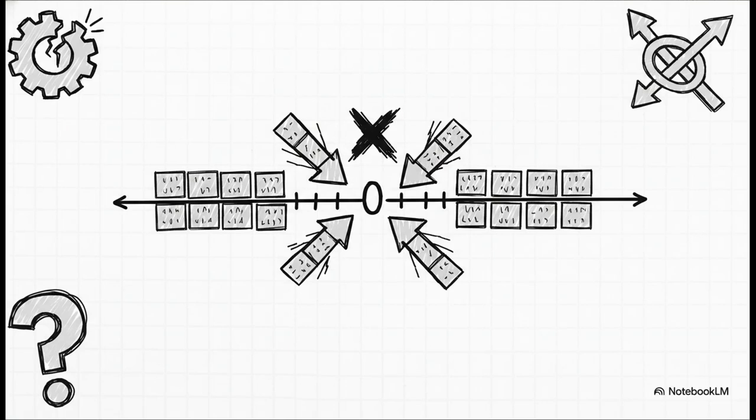Now, the first few attempts to get this right had some issues. Early methods like sign magnitude and one's complement had this really weird and inefficient flaw. They ended up with two different ways to write the number 0. You had a positive 0 and a negative 0. This just made the math way more complicated than it needed to be and wasted a valuable number.